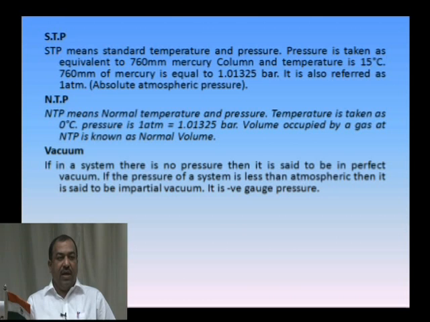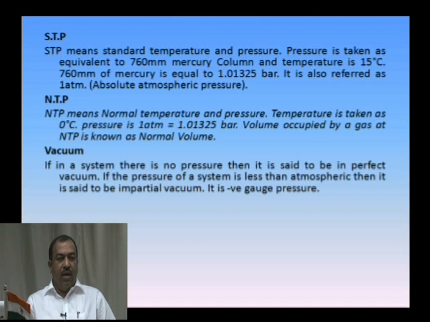Next, NTP, normal temperature and pressure. Temperature is taken as 0 degree centigrade, pressure is taken as 1 atmospheric pressure, that is 1.01325 bar. Volume occupied by a gas at NTP is known as normal volume.